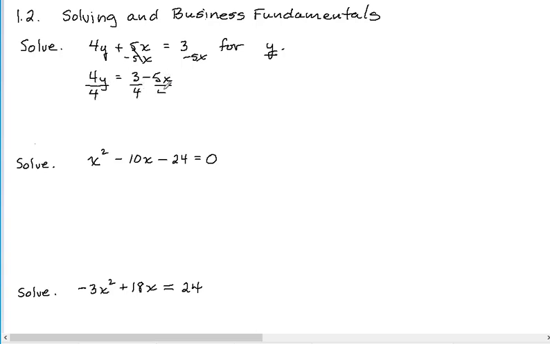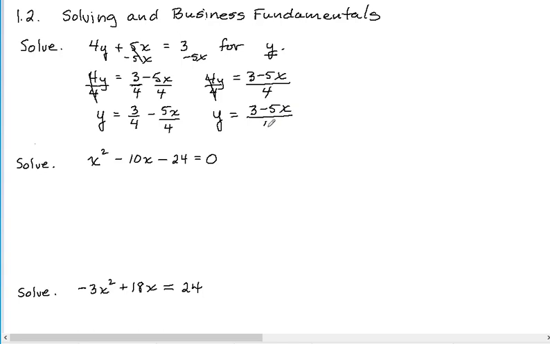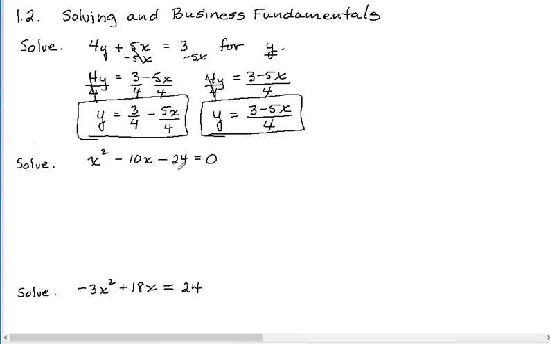You can either divide the entire right side by 4, or you can divide each term individually by 4. So y would be 3/4, take away 5x over 4. Now just note that if I had decided to divide the entire side by 4, y would be 3 minus 5x, whole thing over 4. The software will take either one of those. Okay, it will be able to read that those are the same thing.